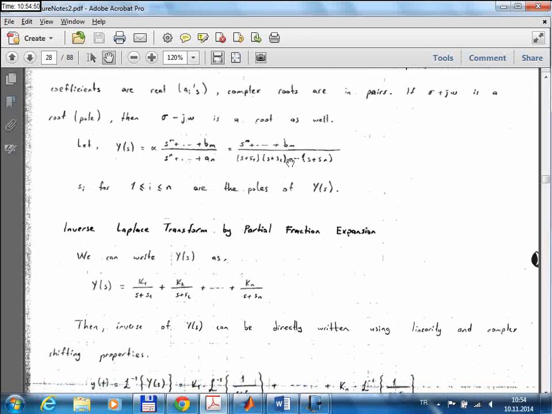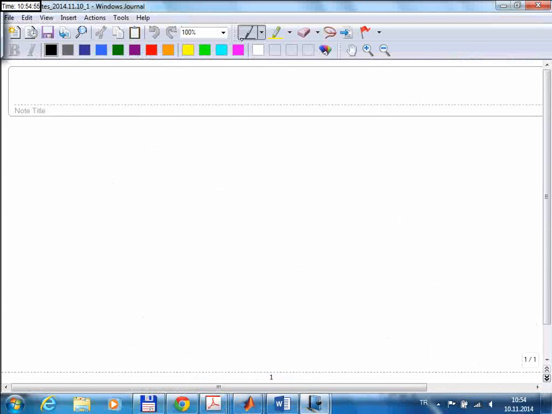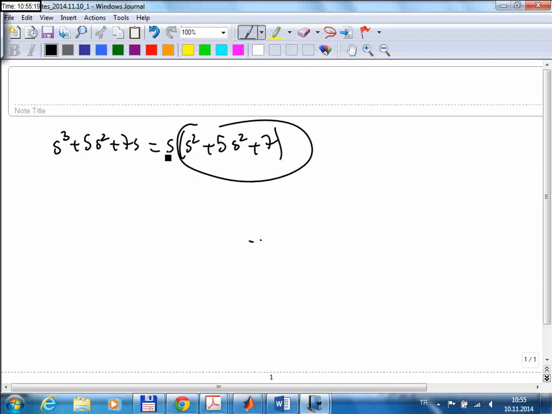But I may expect you to see some little things like, for example, if you have a polynomial like that. So if this is your denominator polynomial, you should be able to see that there is no constant term, which means that you can take S out of the parentheses and you will be left with a second order polynomial, right? So I expect you to be able to see that. And for this second order one, you can use the formula. But for more general third or fourth order polynomials, I will give you the poles.